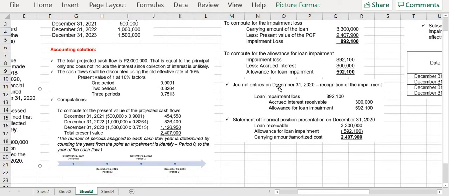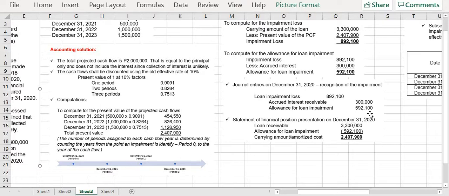Okay, so, debit loan impairment loss on December 31, 2020. Ito. Debit loan impairment loss for 892,100. A credit to accrued interest receivable. So, i-close na natin yung accrued interest receivable kasi hindi na natin yun makukolekta dahil unlikely na nga ang collection ng loan. Okay? Unlikely ang collection ng interest. Ayan. And then, credit to allowance for loan impairment, that's 592,100. Okay?